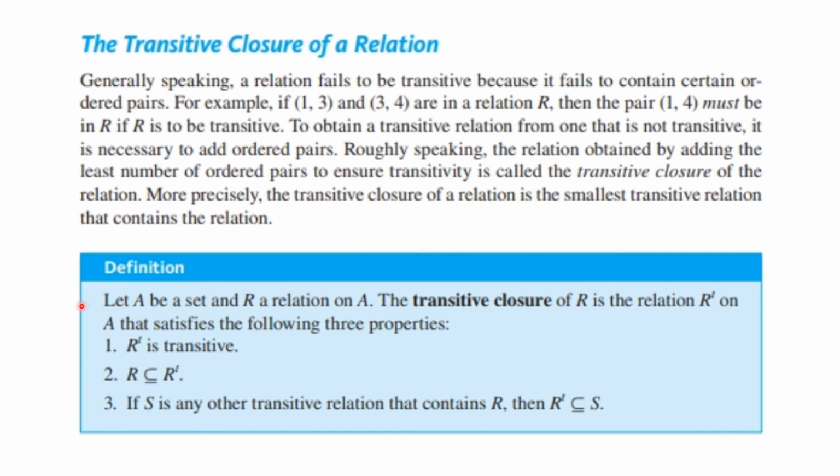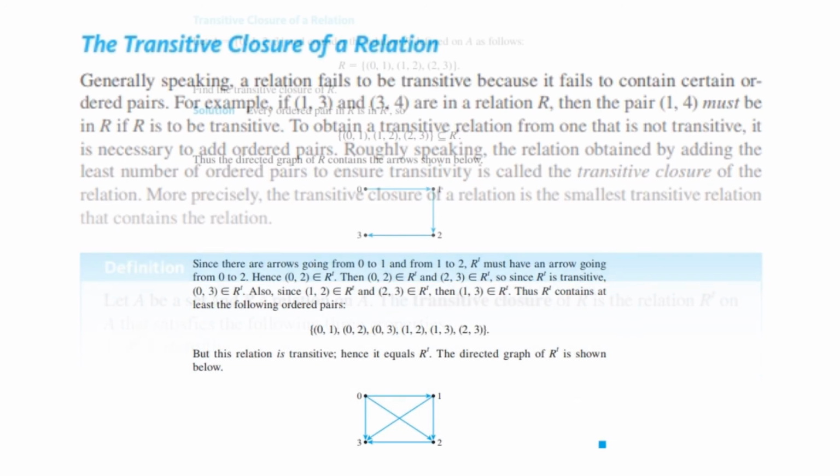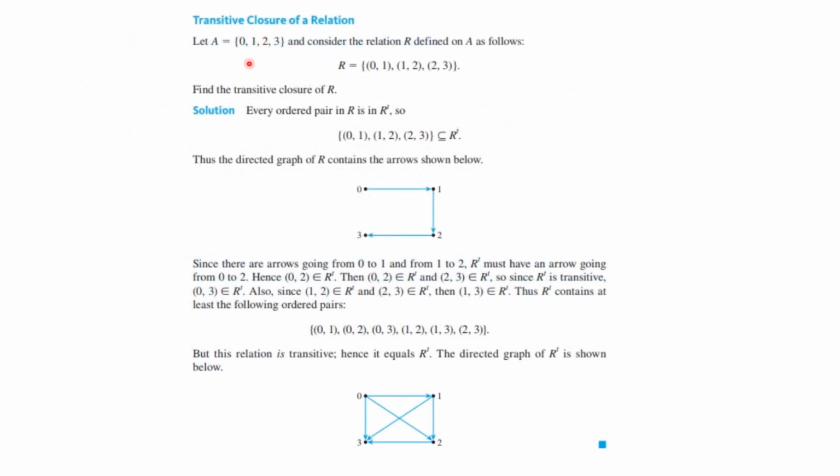So let A be a set, and R is a relation on A. The transitive closure of R is the relation R with a T exponent that satisfies the following three properties. It is transitive, it contains the original relation R, and if S is any other transitive relation that contains R, then the closure is smaller, meaning it is a subset of the other one. Could be equal to.